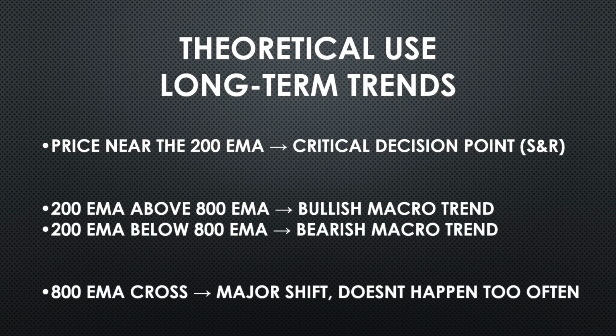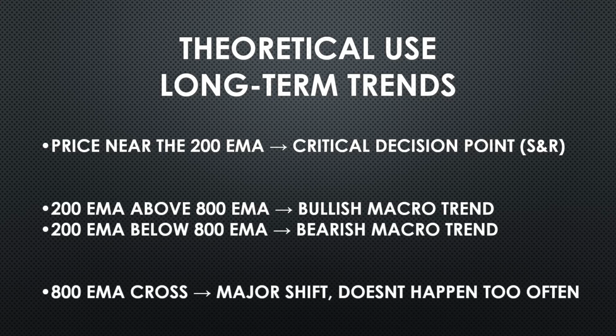Then we have long-term trends. So here our 200 and our 800 EMA are key. If price is nearing the 200 EMA, this is usually a critical decision point in terms of support and resistance. This means that price will quite often react at a 200 EMA level. Of course, this depends on the time frame you're looking at. This won't be the case if you're looking at the 1 minute, 5 minute, 15 minute, and so on. But when you're on the 1 hour, 4 hours, daily, weekly, monthly, and so on, the 200 EMA is a very, very important level.